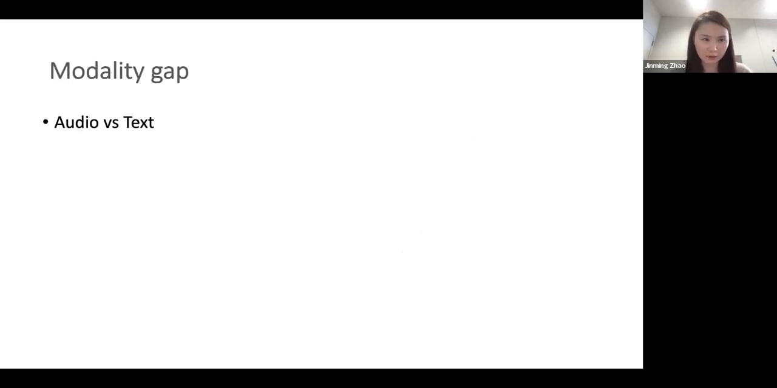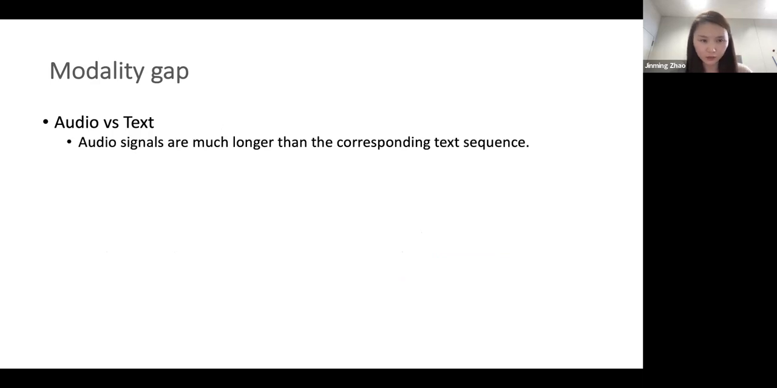The cause of the modality gap lies in the fact that audio and text are very different in nature. On the one hand, audio signals are much longer than the corresponding text sequence. Specifically, raw speech signals can be 1,000 times longer than the corresponding text sequence. Often, aggressive downsampling is deployed inside a speech encoder. But even so, the output of the encoder can still be 10 times longer than the corresponding textual counterparts.